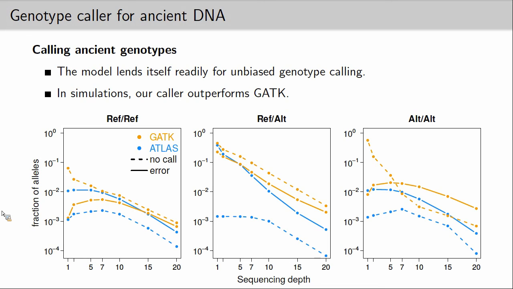Okay. So clearly for ancient samples, it's easy to outperform GATK. And for those of you using GATK, just be aware that we're not the first ones to notice that, but it has quite a strong reference bias. So most of your errors are towards the reference.